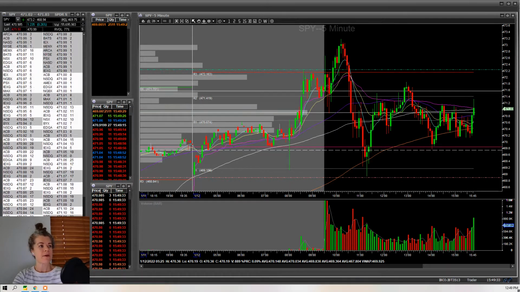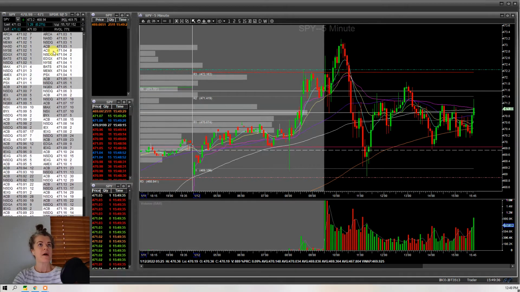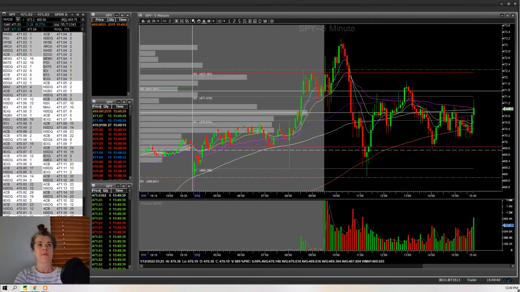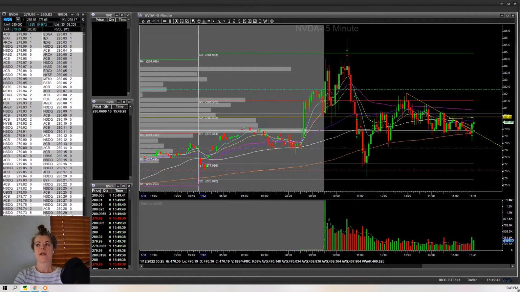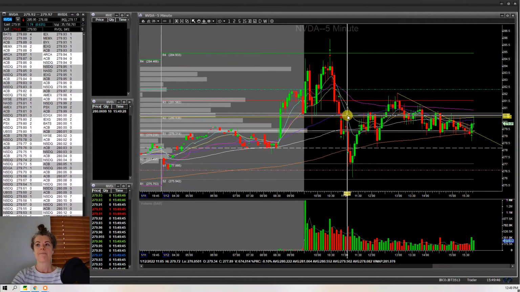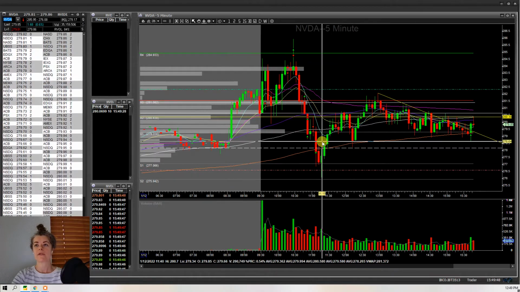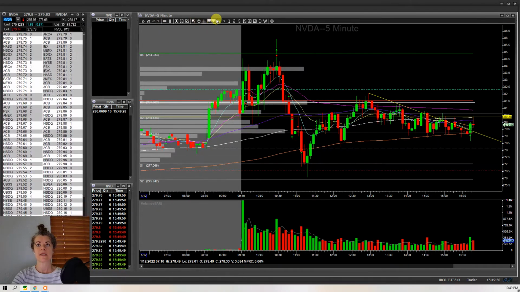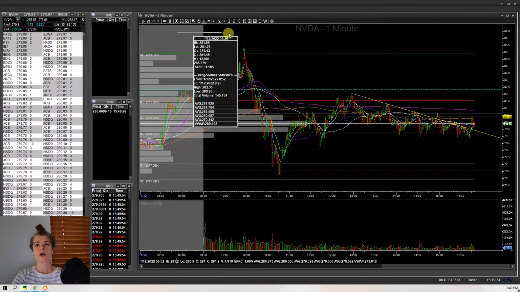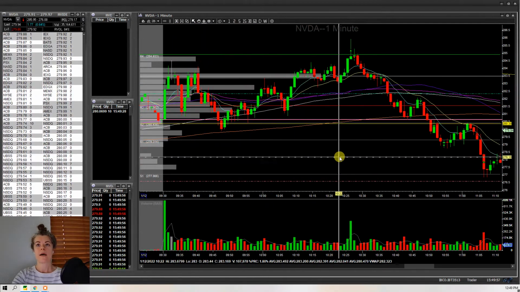Okay, so we opened around R3, and I traded NVDA and Pinterest. Let me put NVIDIA on here and walk through this real quick. Okay, it probably looks a little bit messy, but there's a method to my madness here. I'm going to go to a 1 minute chart and we're going to zoom into the morning.